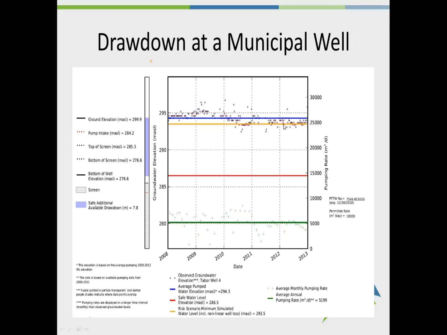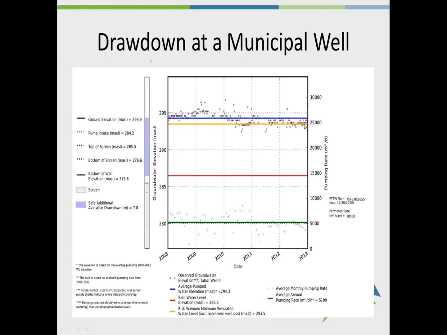Also, in this case, the orange line is what we're interested in, and the orange line represents the minimum water level in that well for the various scenarios that we ran. And if you recall, we ran the drought scenario, an increase in pumping based on projected population growth, and so on. And with the various scenarios, each one resulted in a model run that gave us a water level at this well. And of all those scenarios, the lowest water level was the orange line.